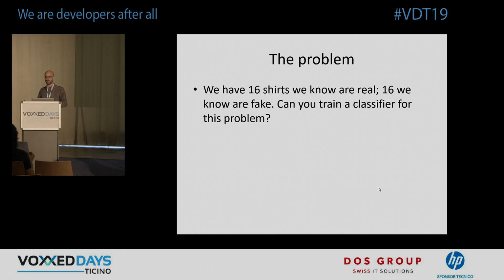So if you have 16 shirts that we know are real and 16 that we know are fake, one thing that we can do, for example, is to take 20 pictures for every shirt. We just take the picture of the label. We move the label a little bit. We change the lighting. We change the camera. We take 20 pictures with a cell phone, 20 pictures with a normal camera. So we are doing some data augmentation already while we acquire the data. And then instead of 16, we have 320 for the real and 320 for the fake.